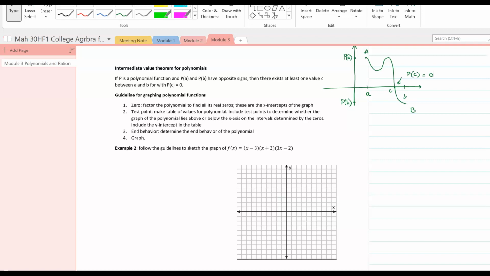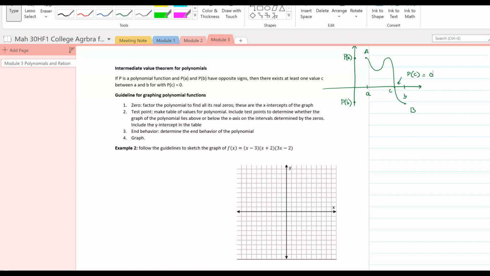Factor the polynomial to find all its real zeros. These are the x-intercepts of the graph. Then we use test points: make a table of values for the polynomial, including the test points, to determine whether the graph of the polynomial lies above or below the x-axis on the intervals determined by the zeros, including the y-intercept in the table. We then determine the end behavior of the polynomial, and then we sketch the graph.